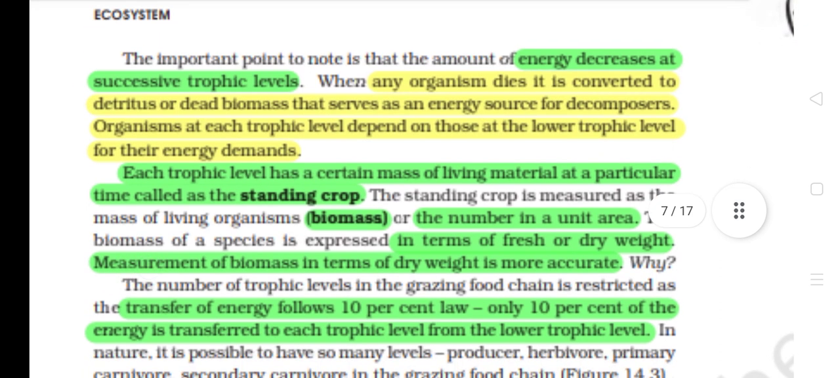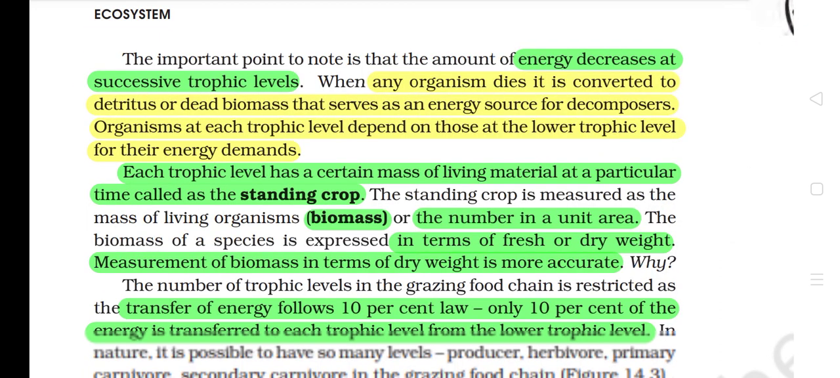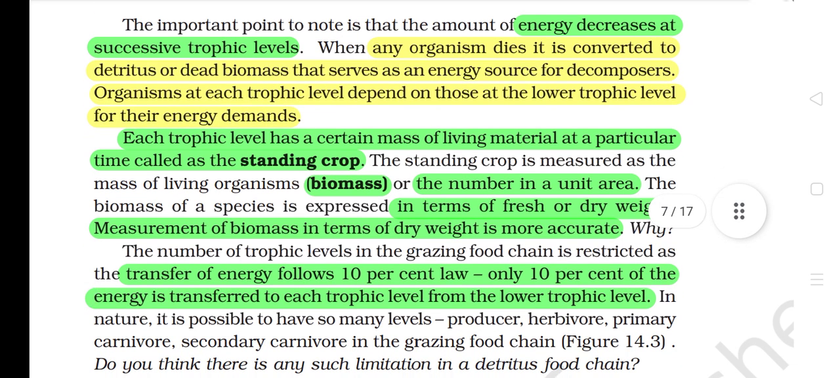The important point to note is that the amount of energy decreases at successive trophic levels. When any organism dies, it is converted to detritus or dead biomass that serves as an energy source for decomposers. Organisms at each trophic level depend on those at the lower trophic level for their energy demands. Each trophic level has a certain mass of living material at a particular time, called the standing crop. The standing crop is measured as the mass of living organisms, biomass, or the number in a unit area. The biomass of a species is expressed in terms of fresh or dry weight. Measurement of biomass in terms of dry weight is more accurate.